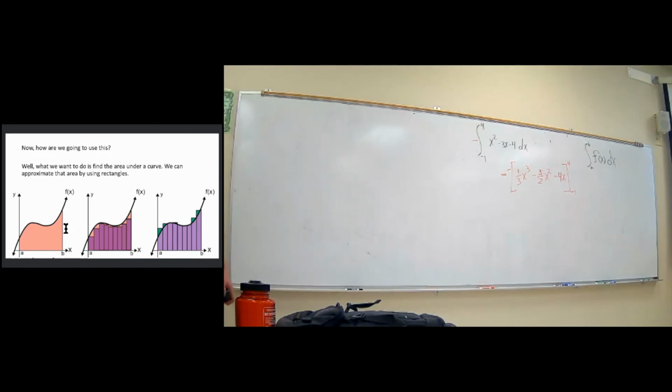Now, how this is going to apply to the definite integral, it's going to be by approximating this area first. Let's say we want to approximate the area underneath this function f of x. Well, we could do it with two different sets of rectangles. Rectangles whose top left corner is equal to our function, or rectangles whose top right corner is equal to our function.